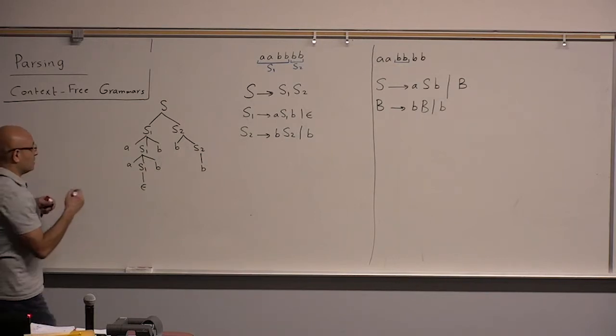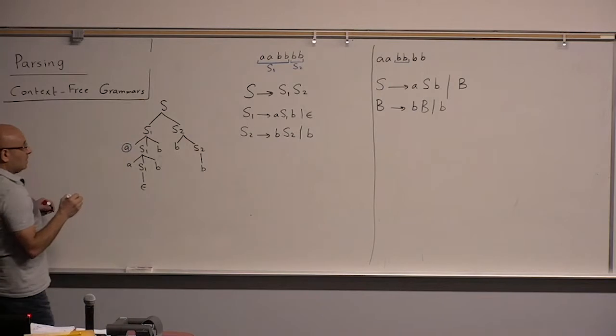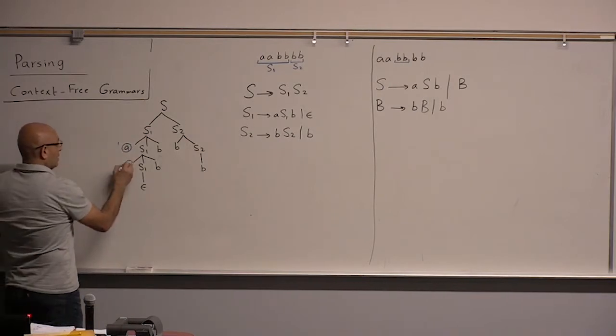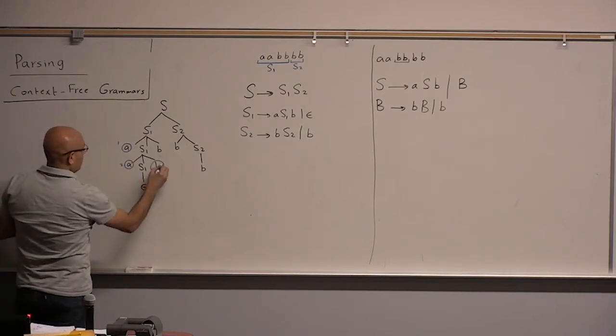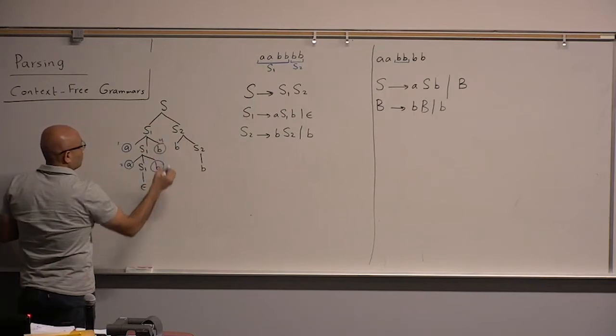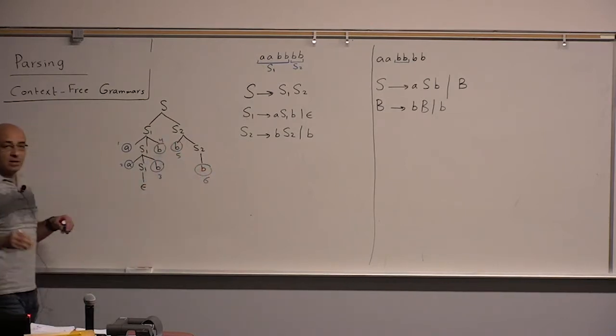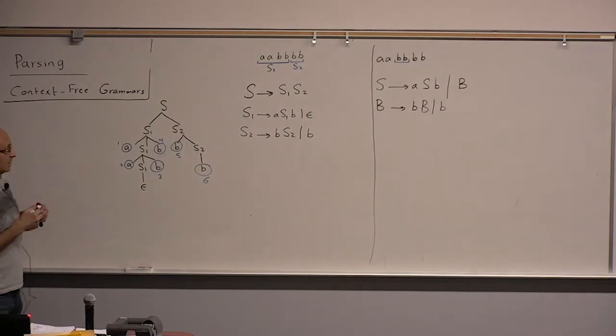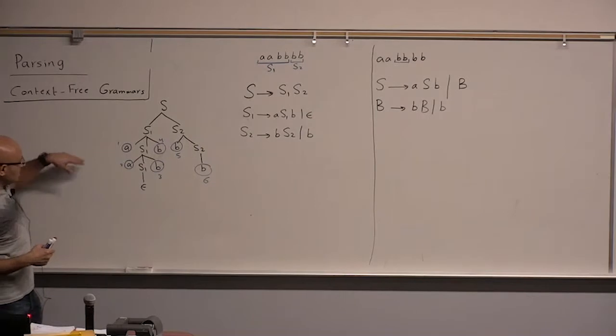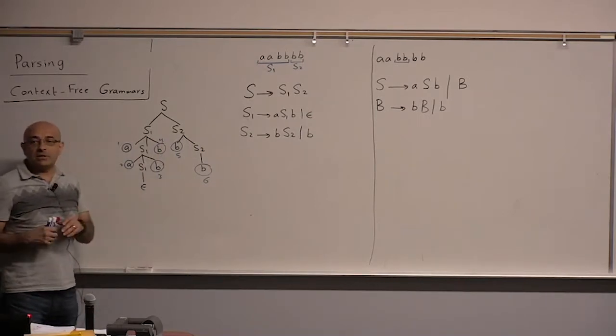And again, you can read the derived string by looking at the leaves from left to right. So this is going to be symbol number 1, 2, 3, 4, 5, 6. Look at the leaves of the tree. The terminals that appear on the leaves of the tree, you read them from left to right in order.